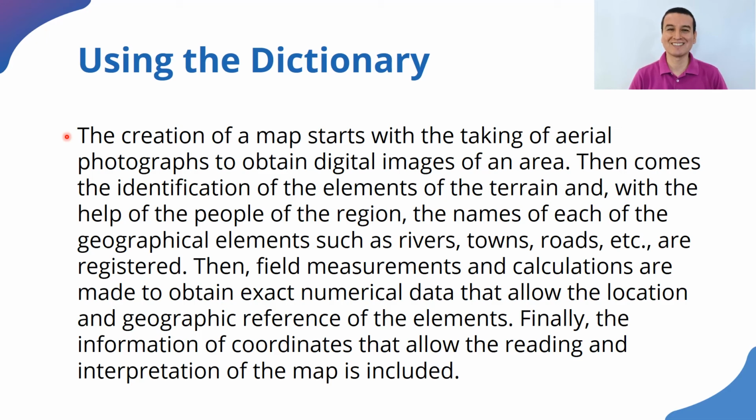The creation of a map starts with the taking of aerial photographs to obtain digital images of an area. Then comes the identification of the elements of the terrain and, with the help of the people of the region, the names of each of the geographical elements, such as rivers, towns, roads, etc., are registered. Then, field measurements and calculations are made to obtain exact numerical data that allow the location and geographic reference of the elements. Finally, the information of coordinates that allows the reading and interpretation of the map is included.